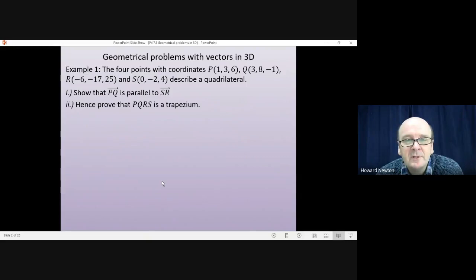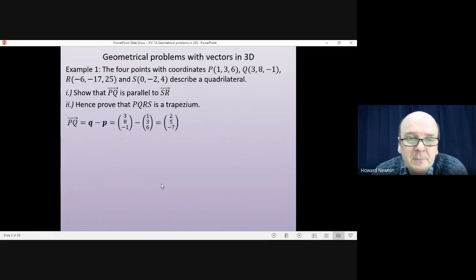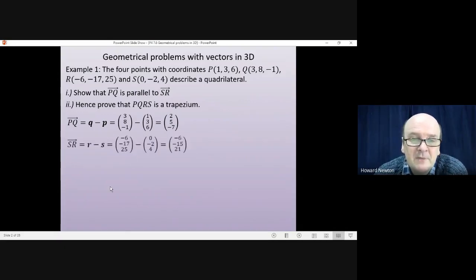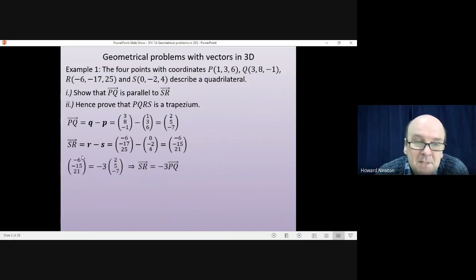Okay, let's have a look. So first of all, the vector PQ is the position vector of Q, take away the position vector of P, which is (2, 5, -7). The vector SR is the position vector of R, take away the position vector of S, which gives us (-6, -15, 21). To show that these vectors are parallel to each other, we need to show that one of them is a multiple of the other. Well, (-6, -15, 21) is -3 times the first vector.